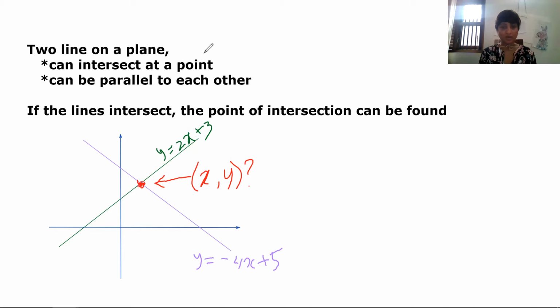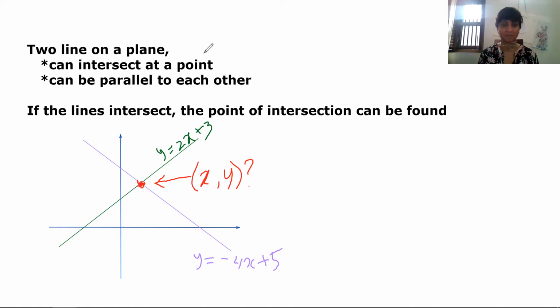So now think about this algebraically. I have one equation, y equals 2x plus 3. There are so many x's and y's that would satisfy that. I have y equals minus 4x plus 5. There are so many x's and y's that would satisfy that. If I want to find a particular x and y that satisfies both of them, I have to solve them simultaneously. So it's solving a pair of simultaneous equations.